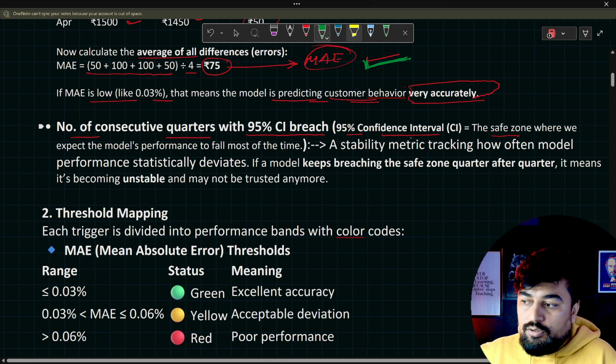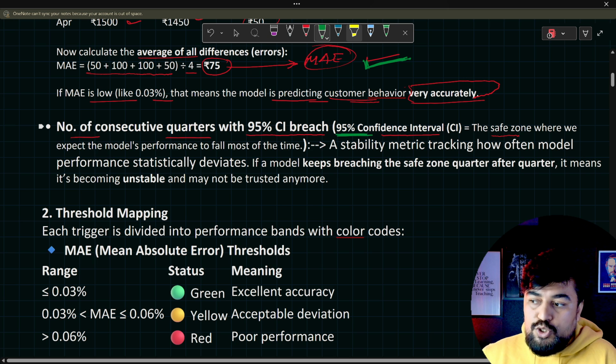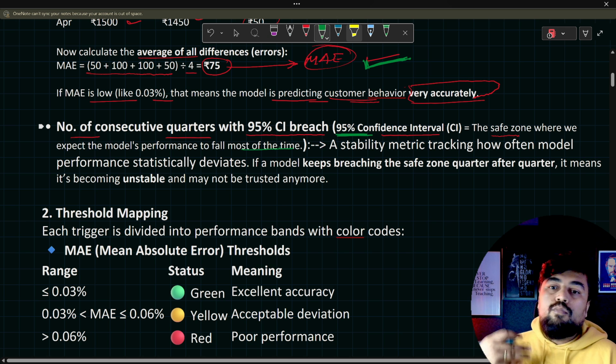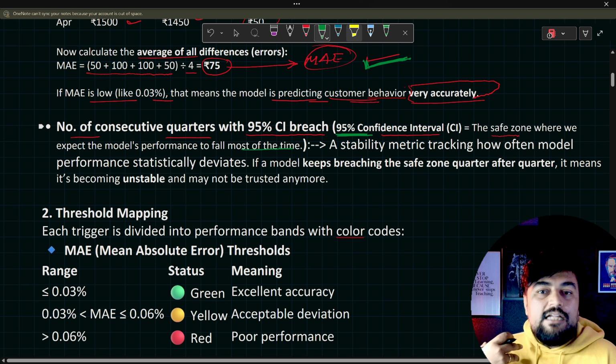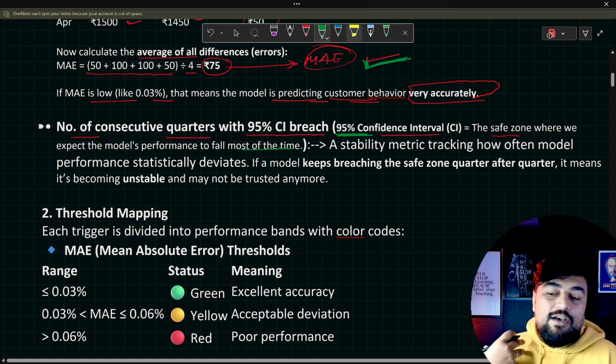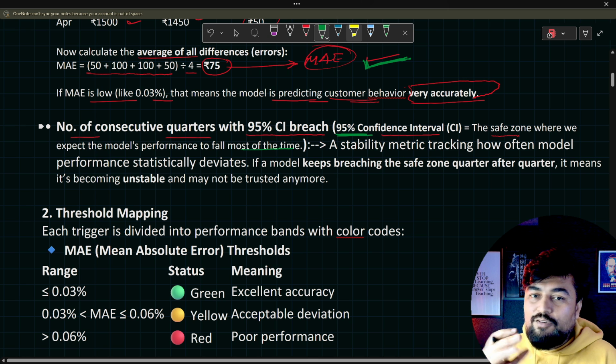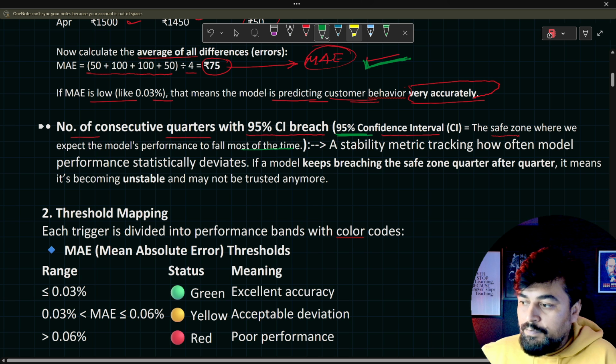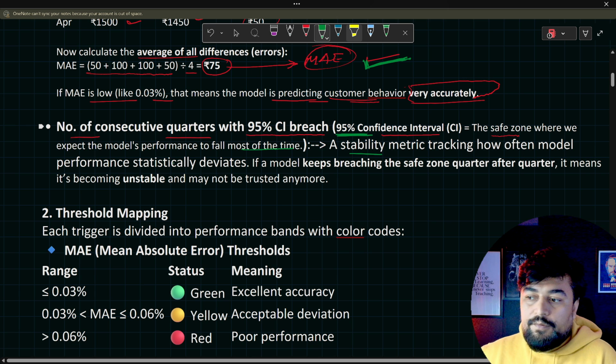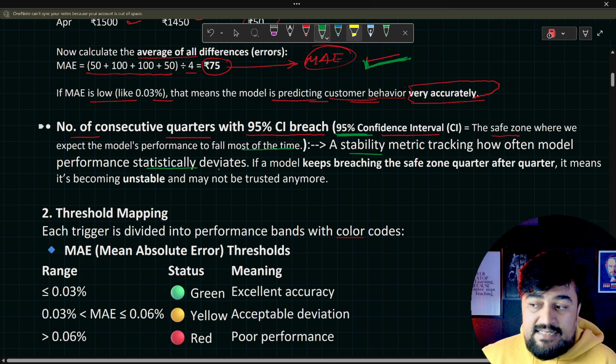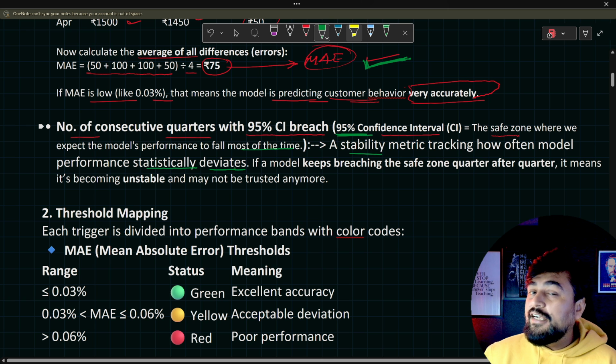Now when you talk about the confidence interval, the good confidence interval is considered close to 95%. It is the safe zone where, as a model developer, we expect the model performance to fall most of the time. That's what we predict, that's what we want. If we want to make our life easy, this is the value we are looking for. The confidence interval should be equal to 95% or more than 95%. It is a stability matrix tracking how often model performance statistically deviated from 95%.